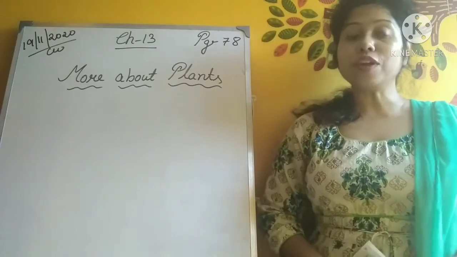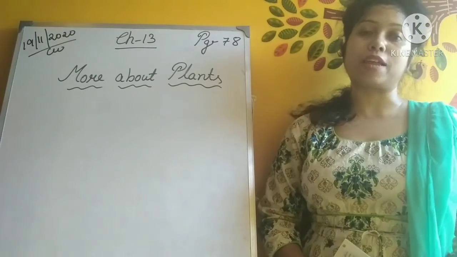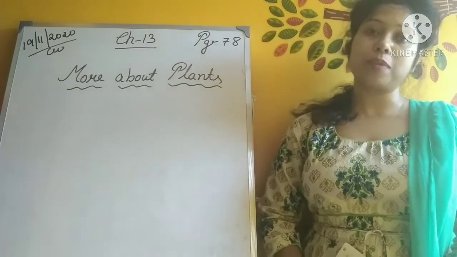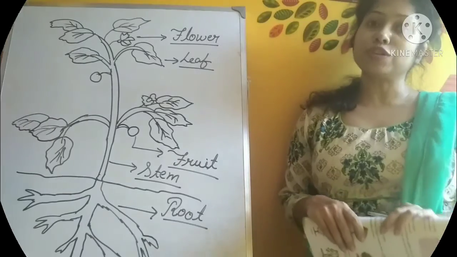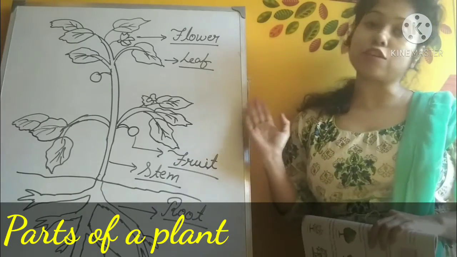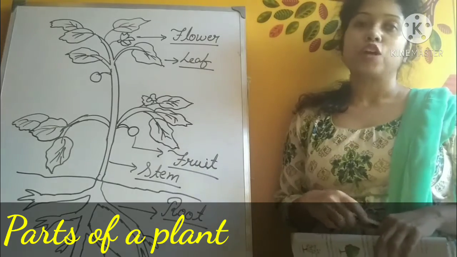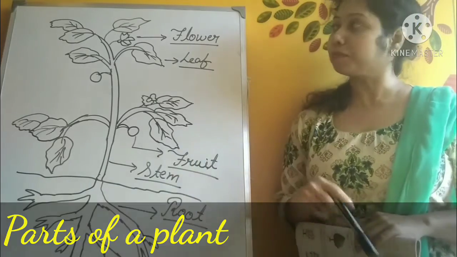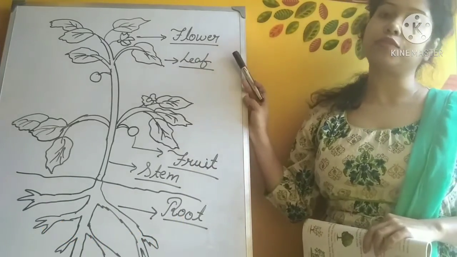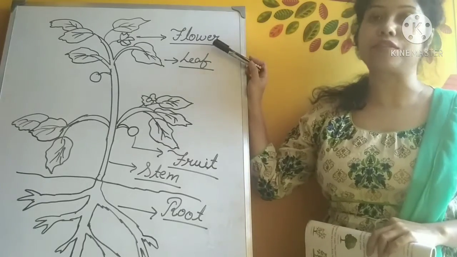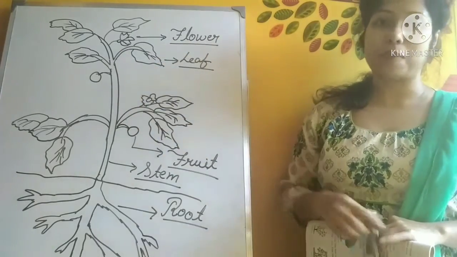Okay, so now we are going to discuss the parts of a plant. Okay, so what are the parts of a plant? Let's see. So children, you can see these are the parts of the plant. Fine. So what are those parts? Let us see. So the first that we are going to talk about is the flower. So this is the flower of the plant.